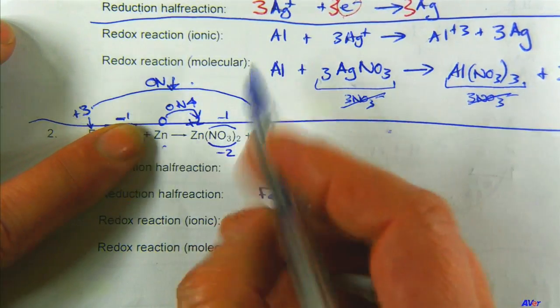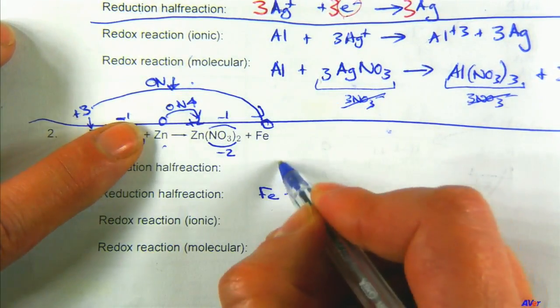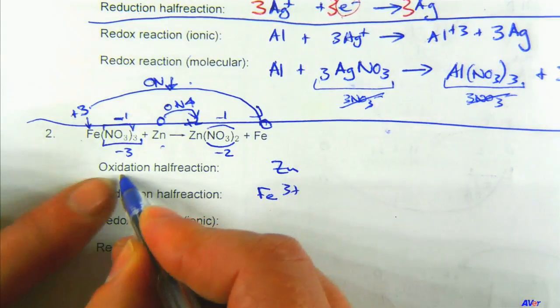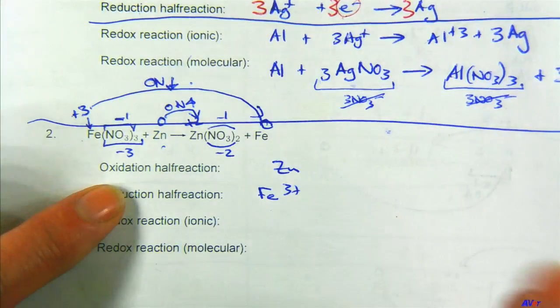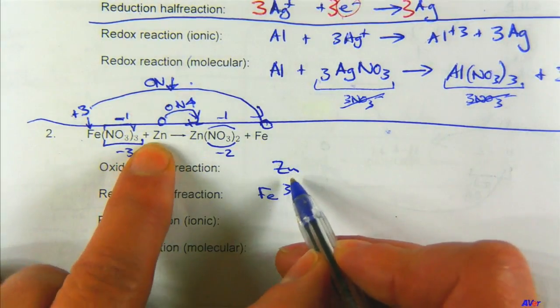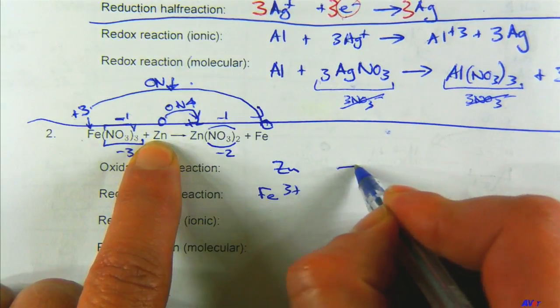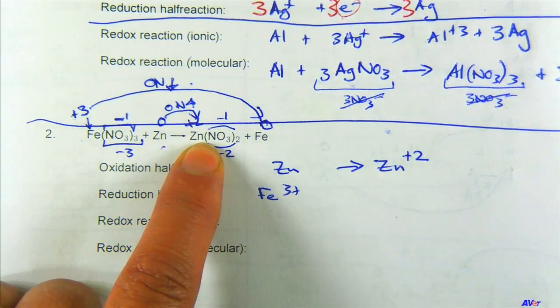From 0 to +2. So it is increasing. And if it increases, it tells me the zinc is the one that is oxidizing. Right. That's how I know which one is which half reaction. So let's start with the zinc. Zinc is starting out as 0 on this side, and it is ending up as zinc +2 on that side.